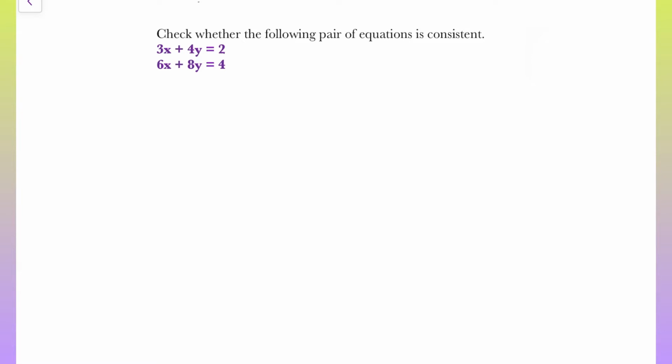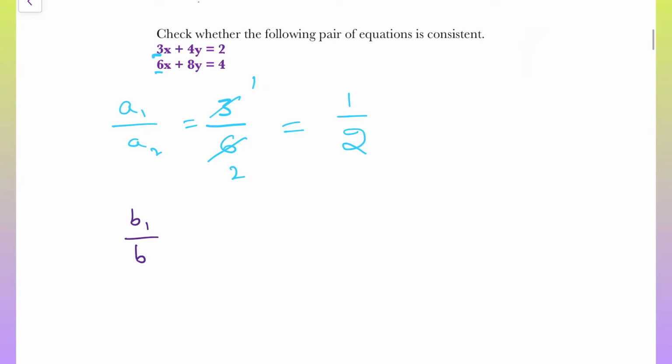First I am going to find the a1 by a2 value. a1 divided by a2. a1 is the x coefficient of the first equation, that is 3, divided by a2, the x coefficient of the second equation, that is 6. Simplifying, 3 ones are 3, 3 twos are 6. So the a1 by a2 value is 1 by 2. Now let me find the b1 by b2 value. b1 is the y coefficient, that is 4, divided by b2, the y coefficient of the second equation, that is 8. 4 ones are 4, 4 twos are 8, that equals 1 by 2.